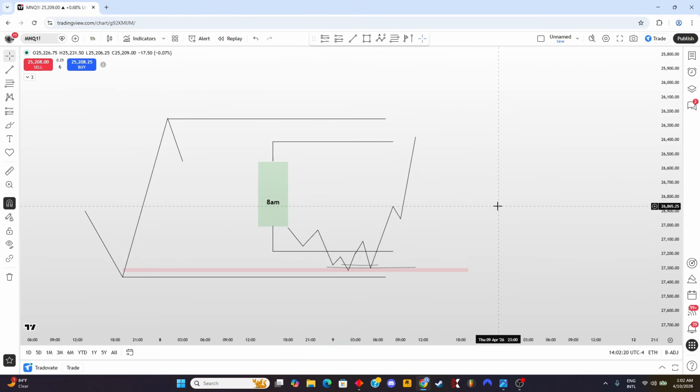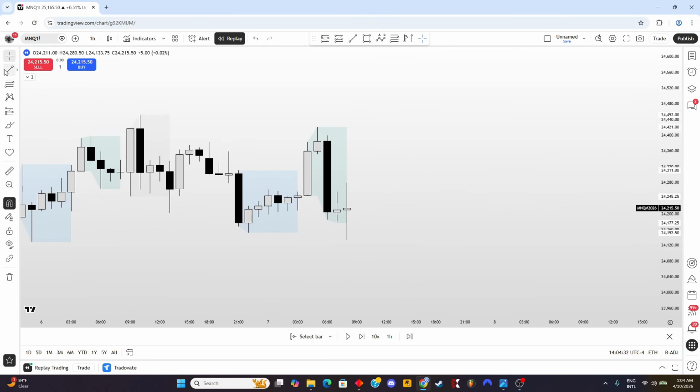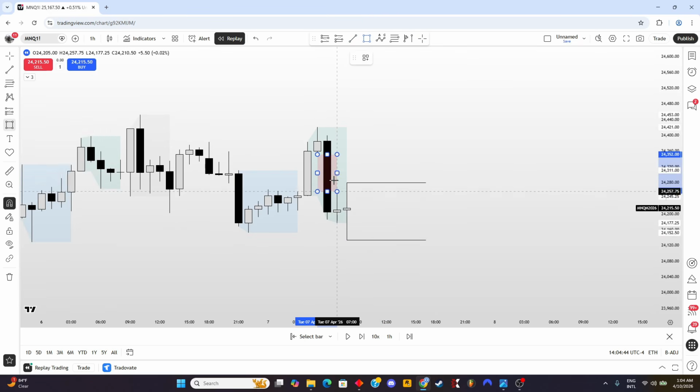So let me give you guys a lot of examples, and that is going to clear out each and everything. All right, guys, so here is example number 1, and we have the 8 a.m. candle, right? So what we're going to do is mark out the 8 a.m. candle high and the 8 a.m. candle low. Now you can clearly see that we have this hourly fair value gap, right?